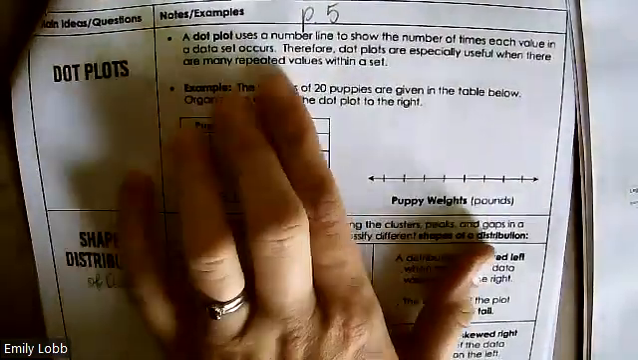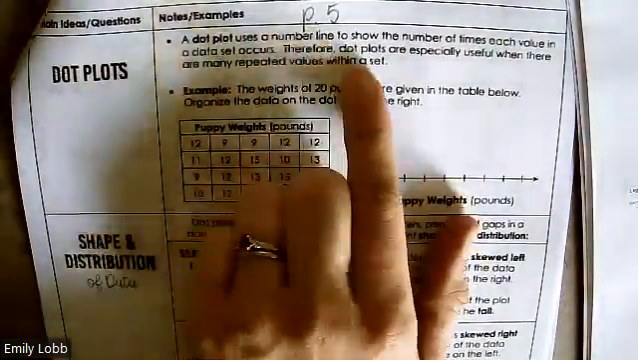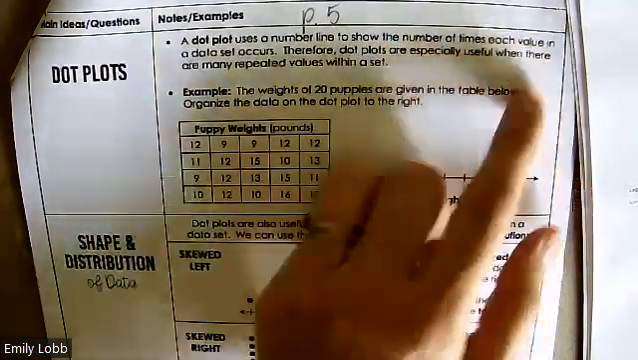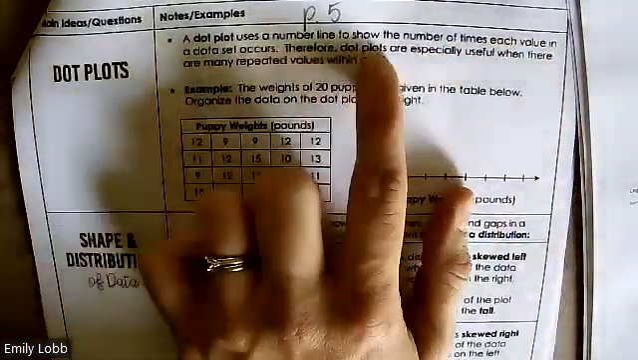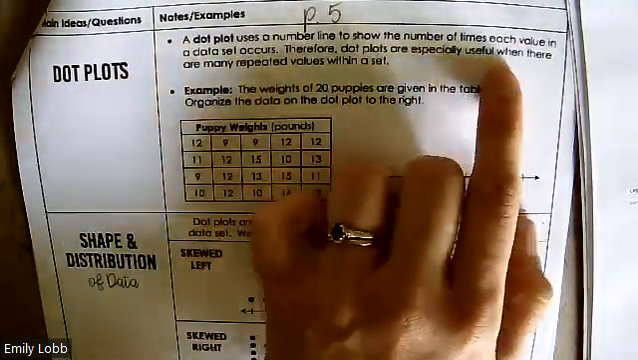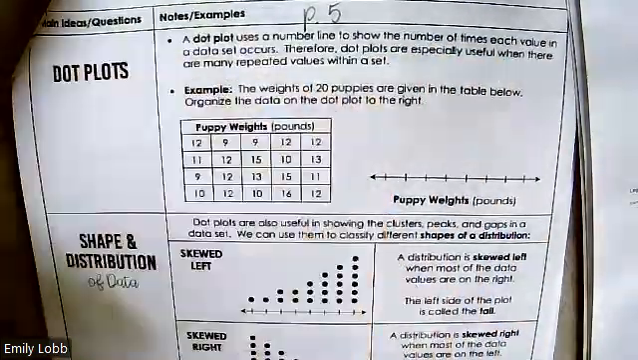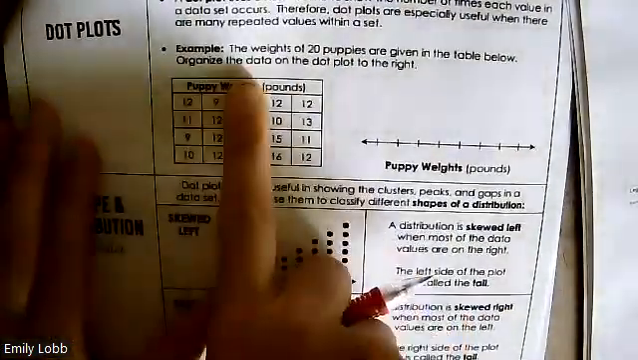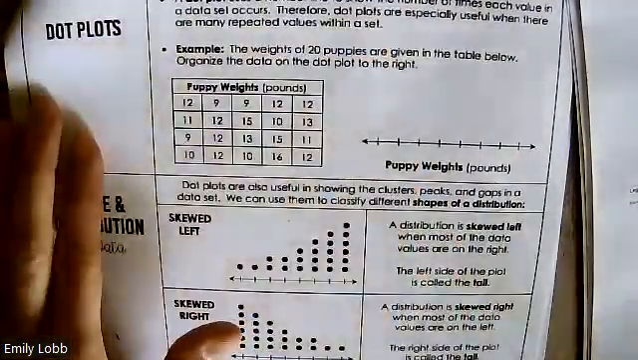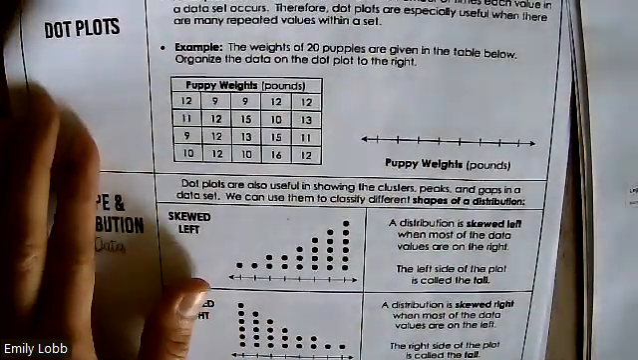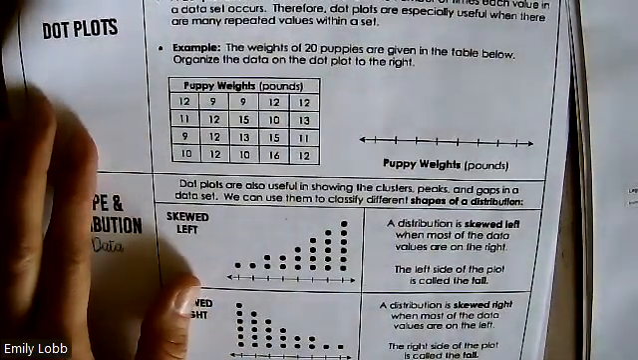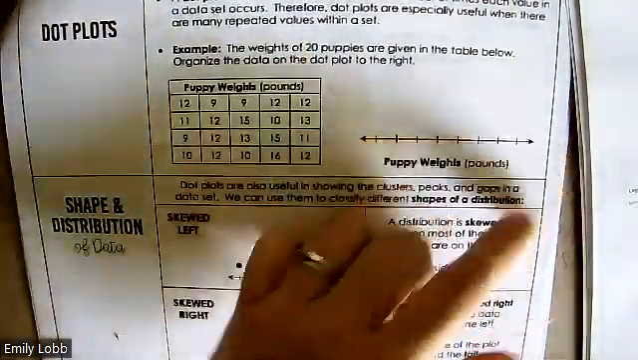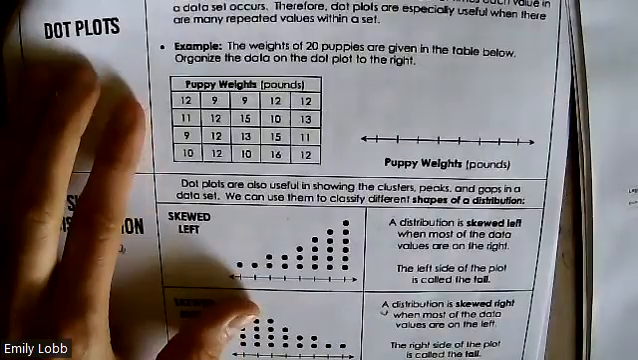All right, a dot plot uses a number line to show the number of times each value in a data set occurs. So therefore, dot plots are especially useful when there are many repeated values within a set. So here's the example we're going to use to show you the dot plot. The weights of 20 puppies are given in the table below. If there's 20 puppies, I should have 20 dots on my dot plot, 1 for each of the puppies.